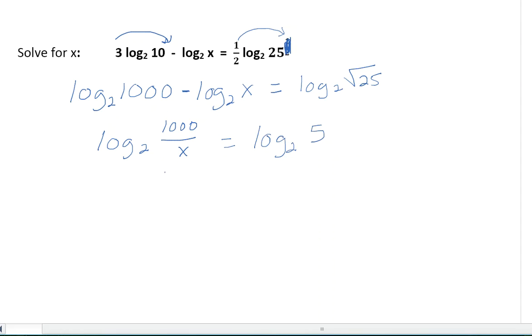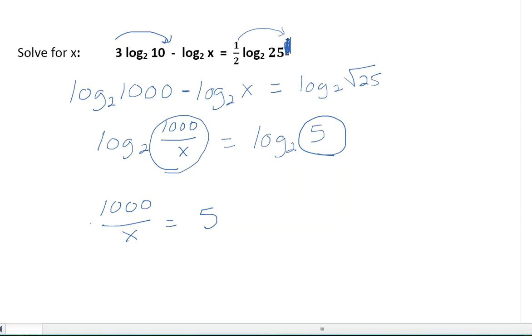Now I can pull out this part and pull out this part and set them equal to each other. So I have 1,000 over x equals 5. And we may have forgotten how to solve these when the x is down in the denominator. Two methods come to mind depending on your preference.